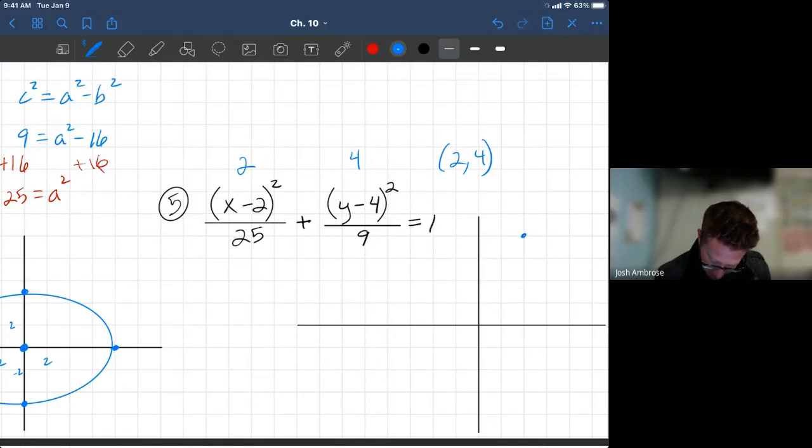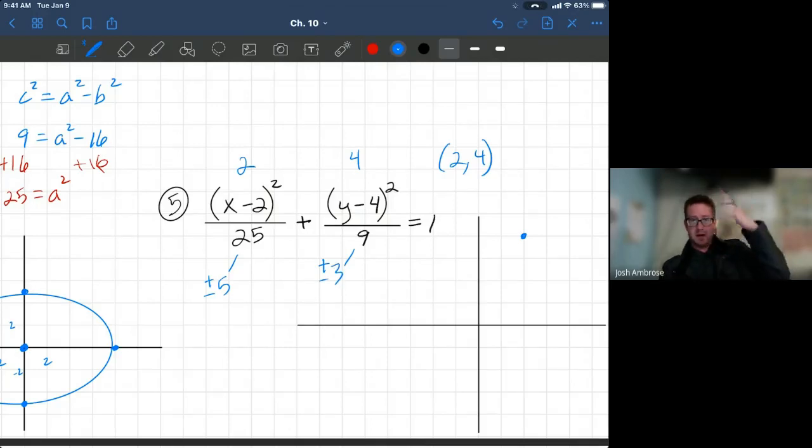That is our center right there. That is 2, 4. Every other value is based off of its distance from that center point. So again, let's remember, x is here. X square root of 25 is our distance on the x-axis. So this right here gives me a plus and minus 5. This right here gives me a plus and minus 3 on the y-axis. Okay, so that means we're going to go down 1, 2, 3. We're going to go up 1, 2, 3. That's our y-axis. The x-axis is 5.